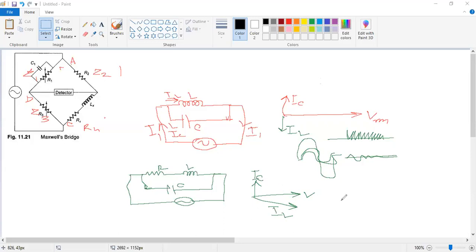Okay. In this way, the phasor diagram is differentiating. And now we can find what is phi. Cos phi is R by Z, and phi is cos inverse R by Z.